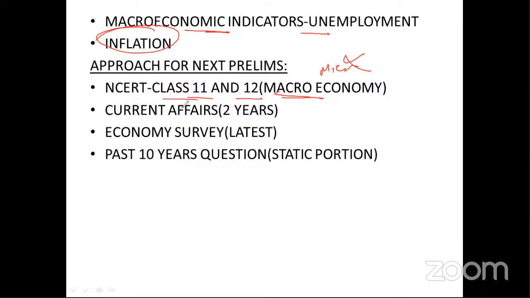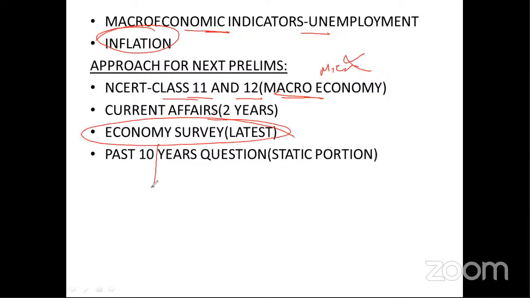Then current affairs of the last 2 years, not all the current affairs, okay, only the changes, where the government is bringing some long-term changes, or you see a financial crisis that happened because of the lockdown situation. Okay, so what was all the reason behind this and what strategy the government is taking. Okay, economic survey, the latest one.